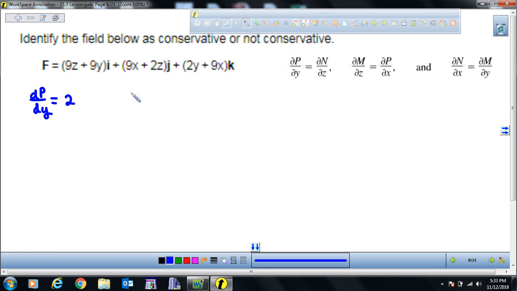Now get the derivative of N, which is the j component, with respect to z. The derivative of N with respect to z, right here, the derivative of this with respect to the letter z, is also 2. So you see that they are the same. The first part of the test is fulfilled. Second, the derivative of the i component with respect to z, that's what we're going to do.